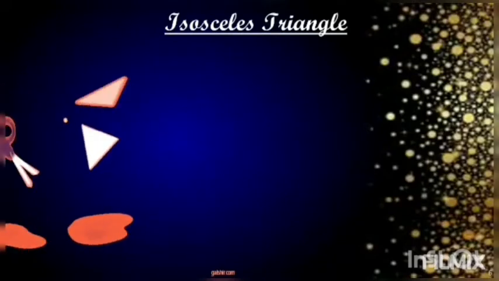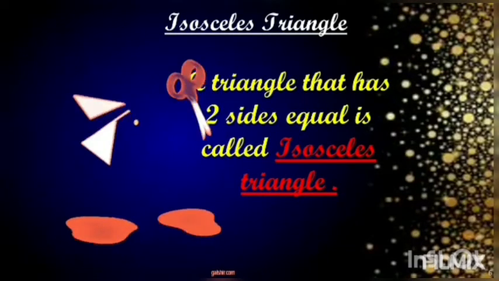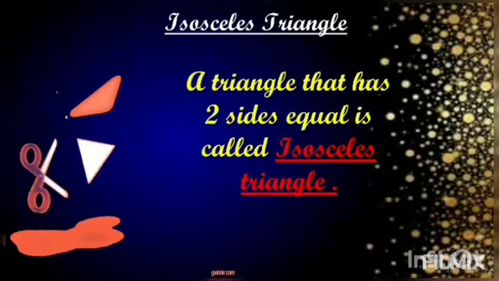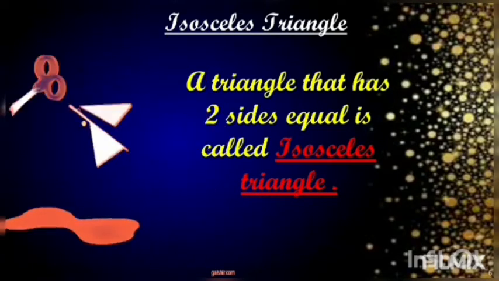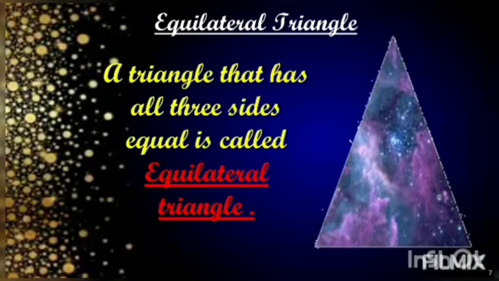Similarly, the second is the isosceles triangle. A triangle that has 2 sides equal is called an isosceles triangle. Similarly, our last is the equilateral triangle. A triangle that has all 3 sides equal is called an equilateral triangle. That means whenever you encounter a triangle which has all the 3 sides equal, it will be an equilateral triangle.